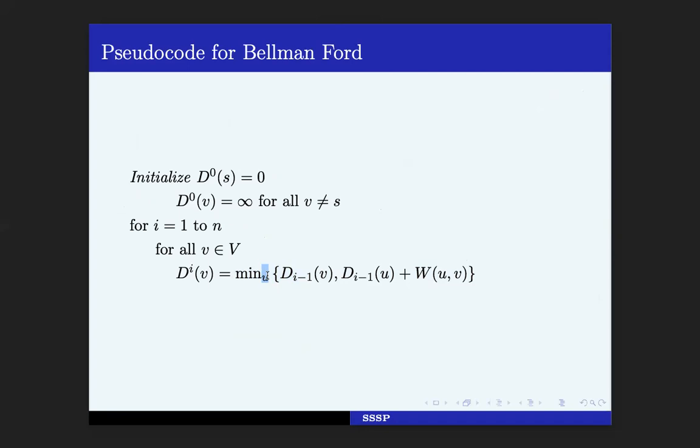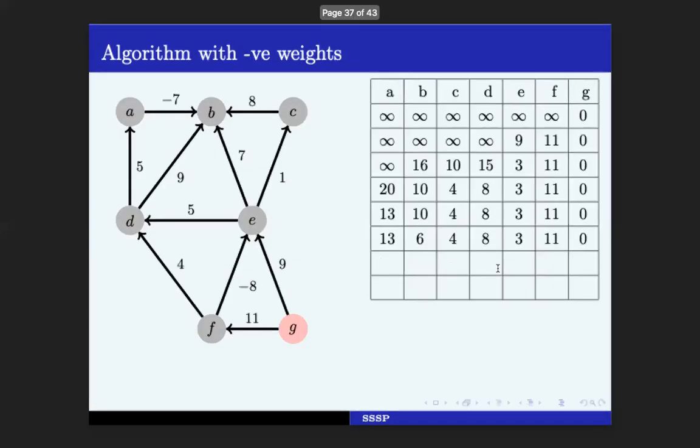N steps, n U's. So basically, every one of the cells can be computed by looking at one point in the previous row plus the weight of UV kind of stuff, right? So every point can be filled in order n steps. So the time complexity for this one is nothing but n square times n, which is n cube.